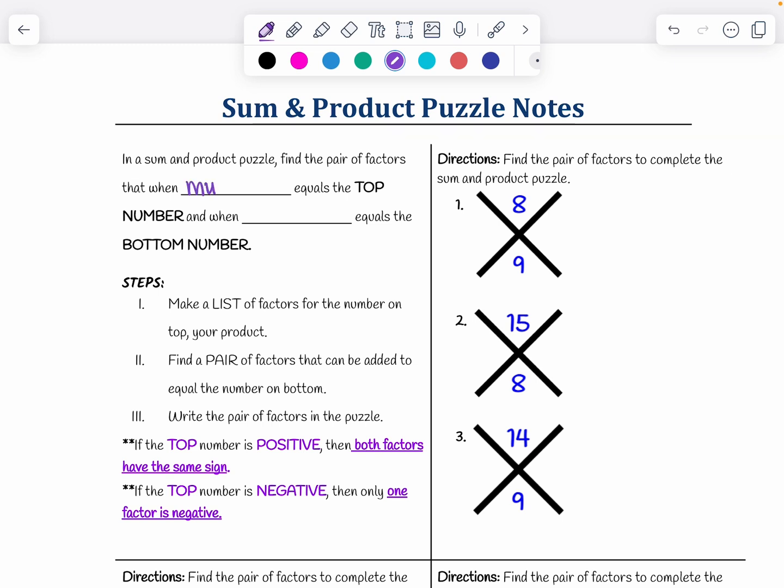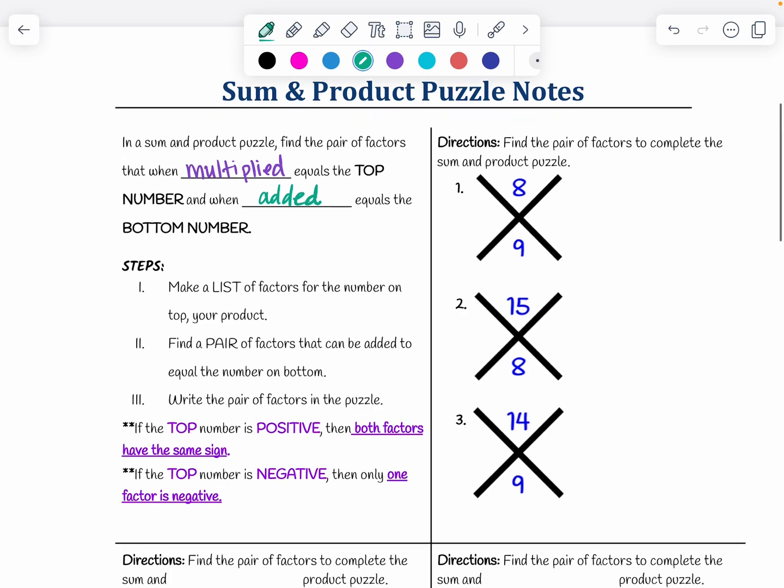multiplied equals the top number, and when combined or added, I'm going to put added. Okay, so two numbers that when you multiply those two numbers, they equal the top number, and when you add those same two numbers, they equal the bottom number.